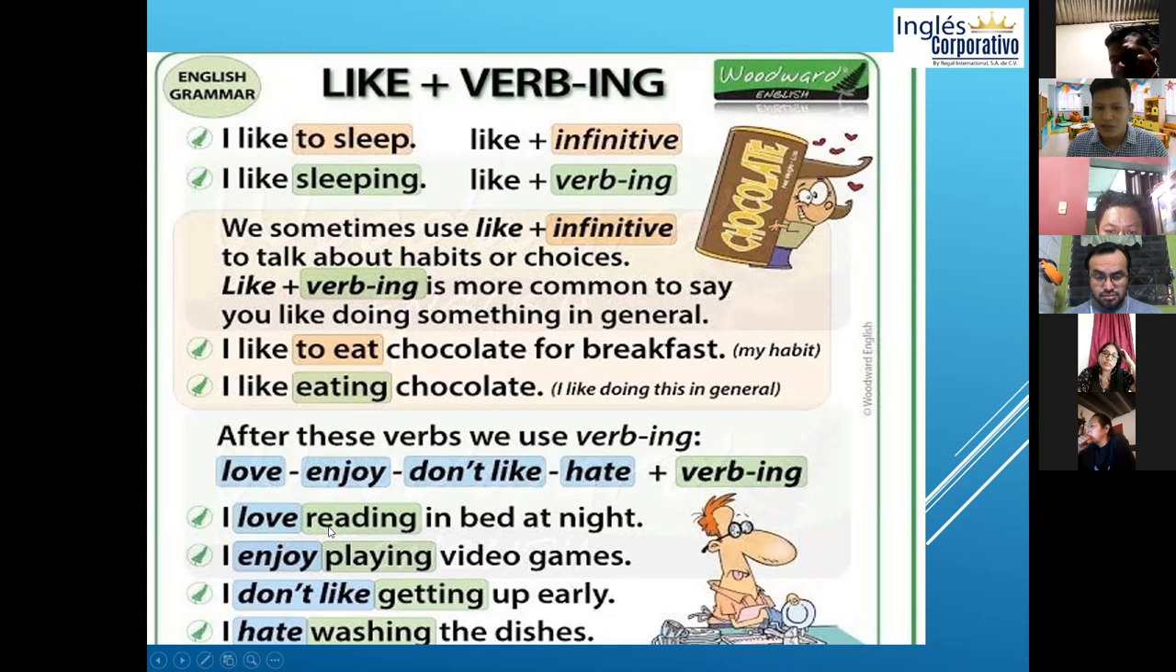I love reading in bed at night. ¿Qué diría esto entonces? Me encanta leer en la cama de la noche. Okay, okay, muy bien, en la cama de la noche, right? Really good, nice. Okay, what about this one? Enjoy, what does it mean enjoy? Disfrutar. Yeah, good. Lo mismo pasa con enjoy. Si ustedes van a utilizar enjoy y después un verbo, pónganlo con ing.